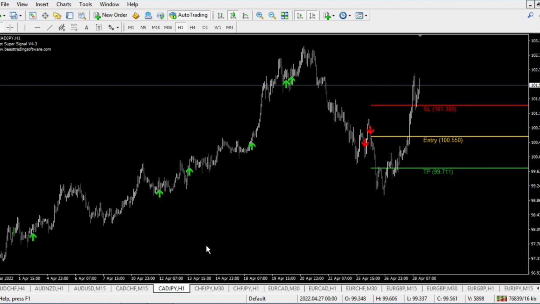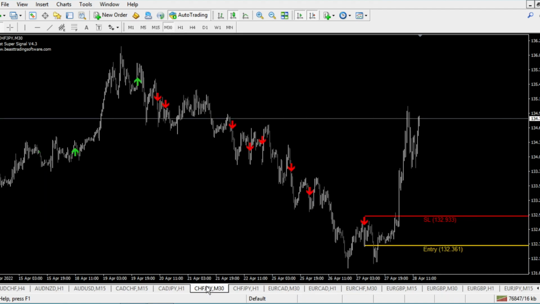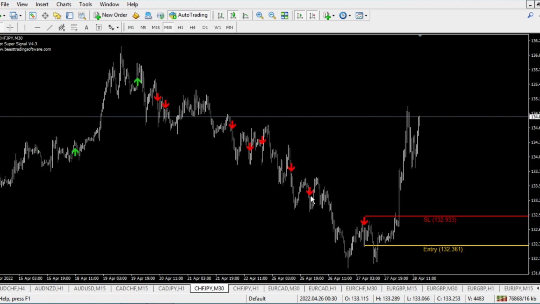So overall, in general, this pair has done really well during the course of this month. Then we have the Swiss franc, Japanese yen here again. We had a very nice buy signal on profit. I think, unfortunately, we had a loss here, but then we had a string of sells which all hit take profit. Unfortunately, just this last one here we had earlier this week did not go in our favor.